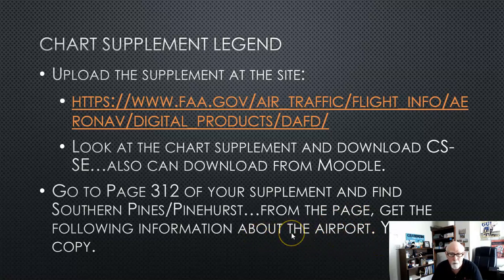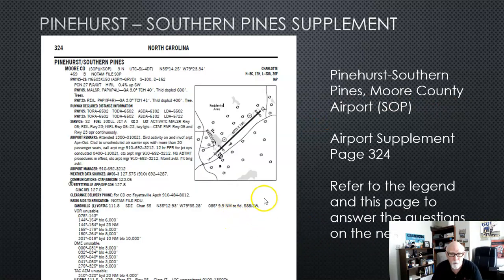And of course, I pasted it on the next page right here. This is what you should be looking at. This is actually page 324. They moved it from the last time. And you can see all the information here contained on the airport directory. If you look in Chapter 5C and in the legend to this document, to the supplement, you'll find what each of these lines mean. And that's what this exercise is about.